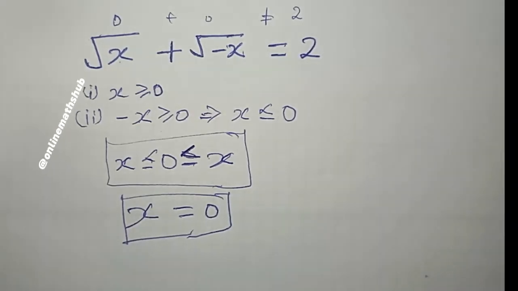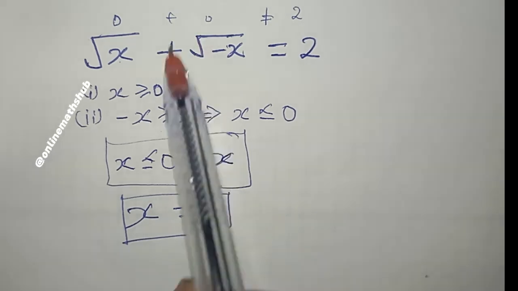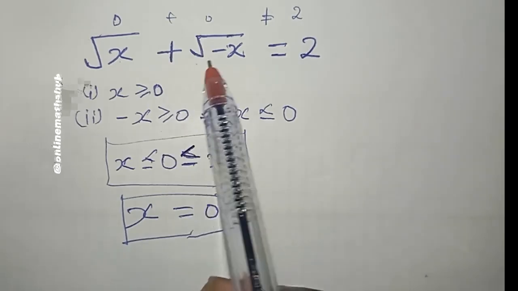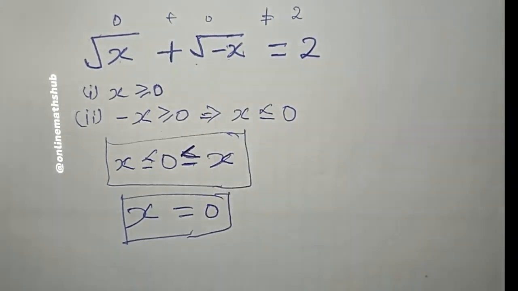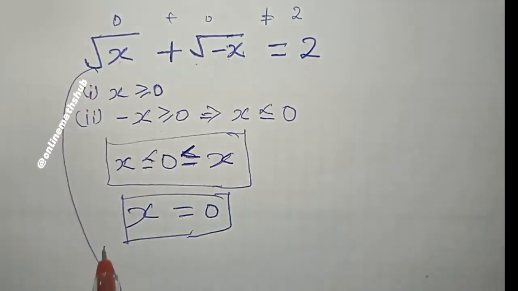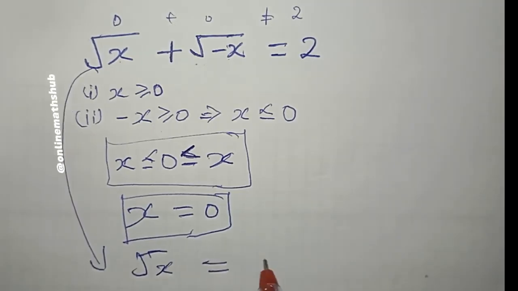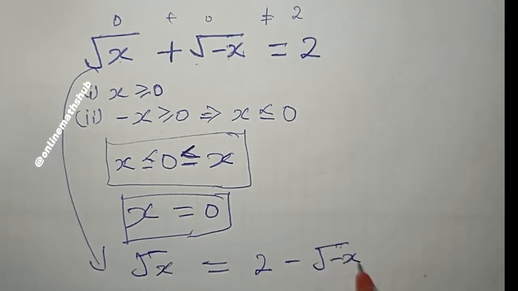But of course, we've also got to solve it. We can still find out the value of x. What we are going to do is extend the solution to complex numbers, so we're going to get some complex numbers that will satisfy this equation. So what we do is move this root negative x to the right hand side, and if I do that, the equation becomes root x is equal to 2 minus root negative x.